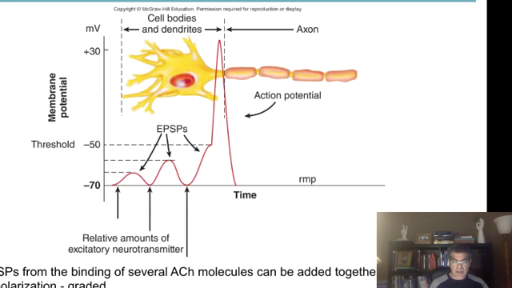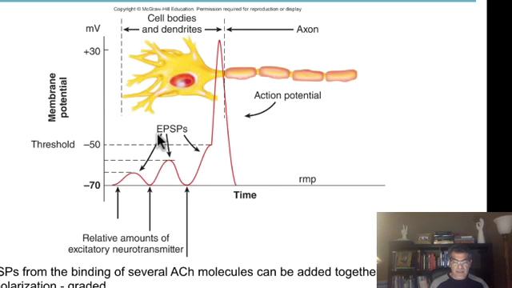This picture shows exactly what we saw. Here's one neuron, here's another neuron, as you can see in this picture. The first neuron cannot move it to minus 55. The second neuron is going to come to help. If the combination of these two can bring it to minus 55, then action potential is going to happen. However, each one by itself is stimulating this cell body, so each one is going to create an excitatory postsynaptic potential.